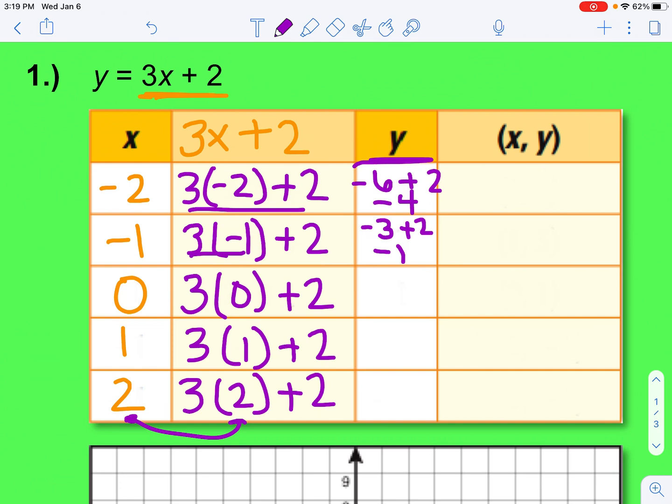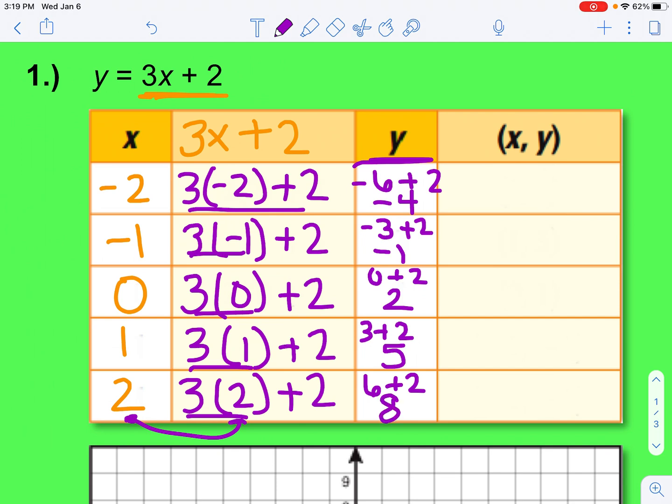Now for x is equal to 0. 3 times 0 is 0. 0 plus 2 gives us 2. Now x is equal to 1. 3 times 1 is 3. Plus 2 gives us 5. And lastly, x is equal to 2. 3 times 2 is 6. 6 plus 2 gives us 8.